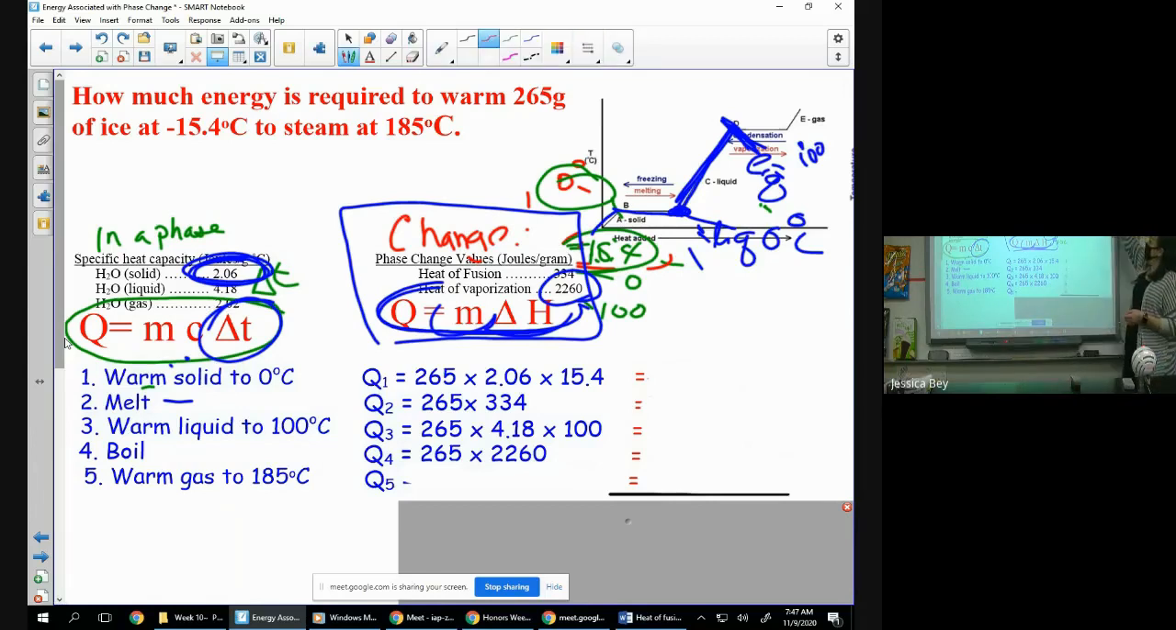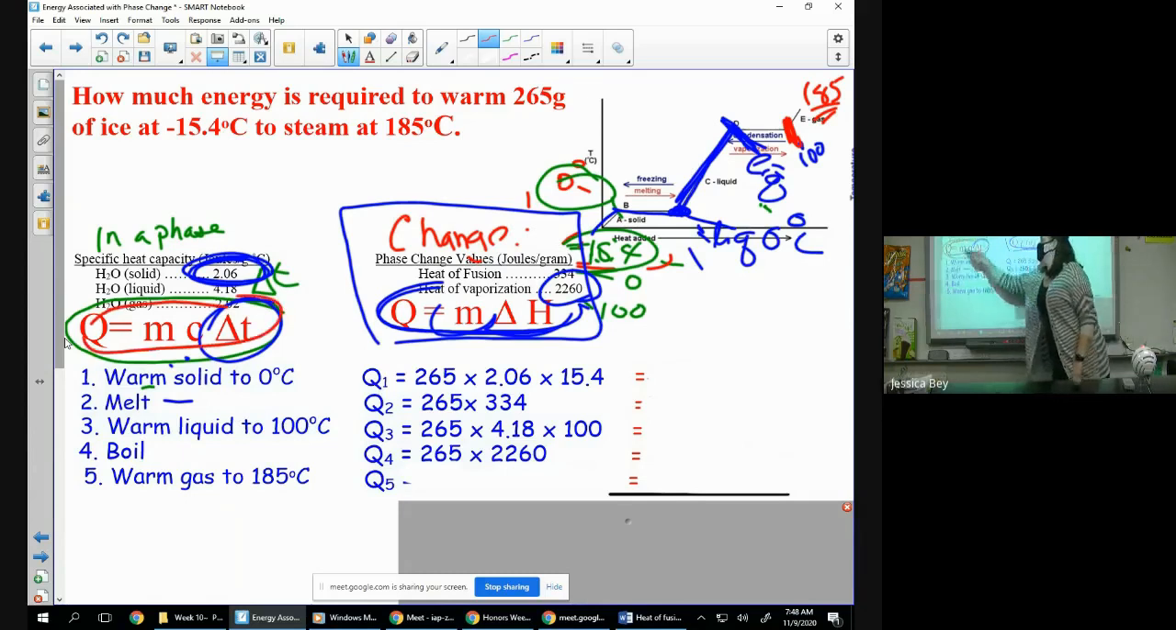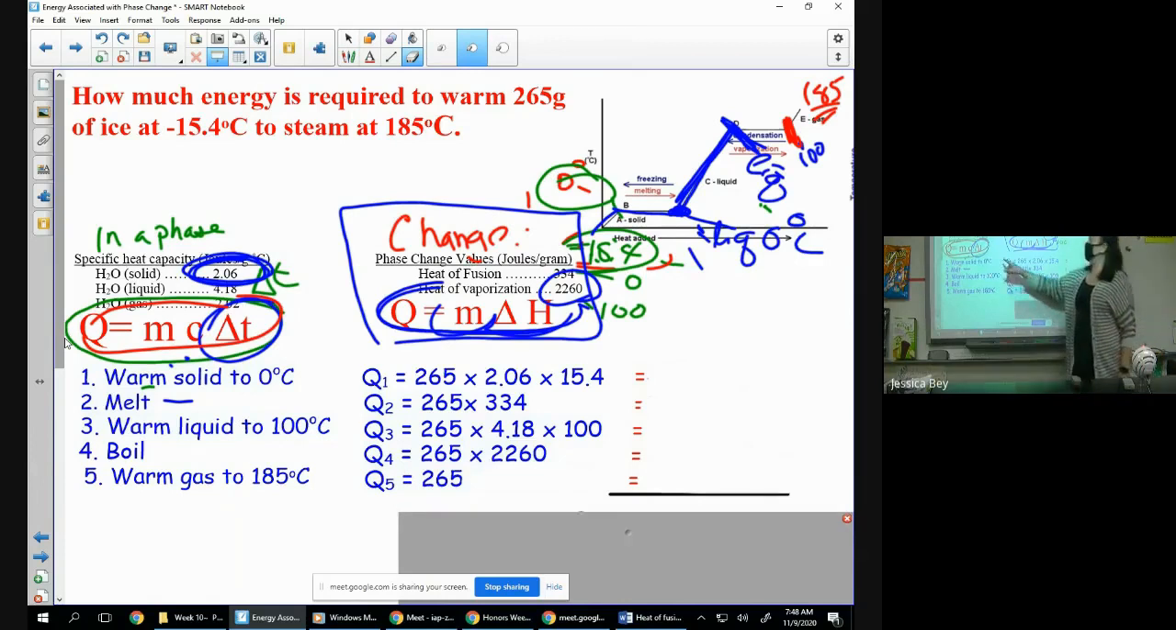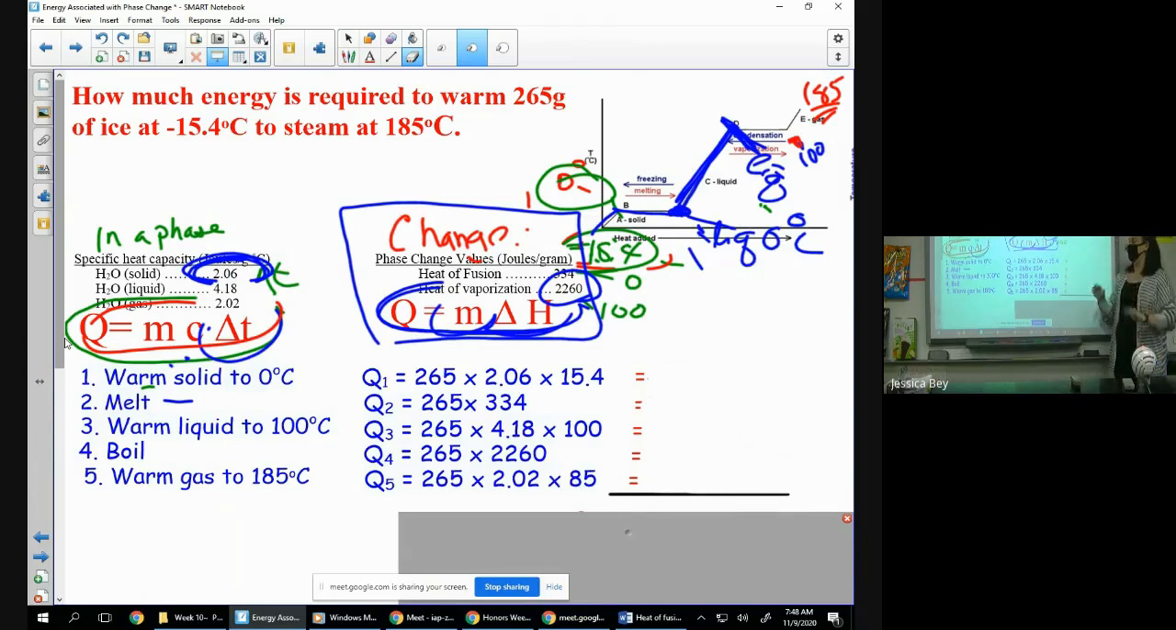Now I'm over here. I am a gas at 100. But remember, I want to be a gas at 185. So the last thing, I'm going to do one more of these. Q is equal to MC: 265 times my C value for my gas, 2.02. Last place you can mess up. We've already paid to get to 100. How many more degrees do I need to go? I only need to go 85. Very good. People will be like, oh, let me put 185. And no, you've already paid to get there.